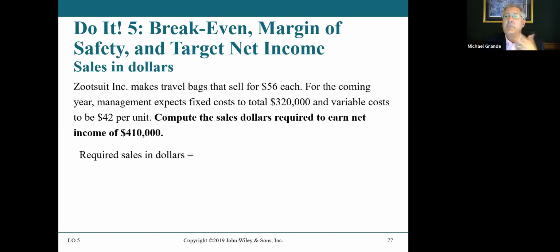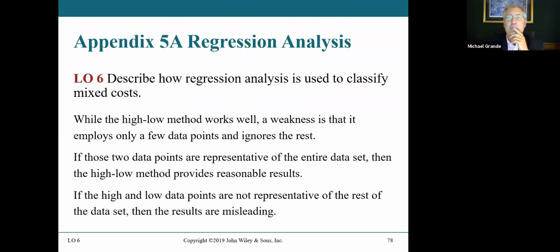Next, compute the sales dollars required to earn net income of $410,000. So remember, this is going to be fixed cost plus target profit divided by the contribution margin ratio of 25%. That's what sales need to be in order to have target net income of $410,000. We're not going to talk about regression analysis.